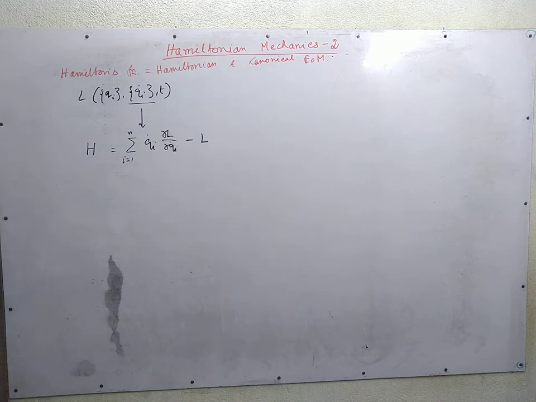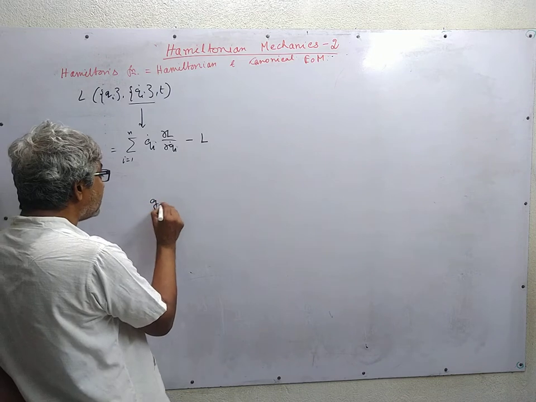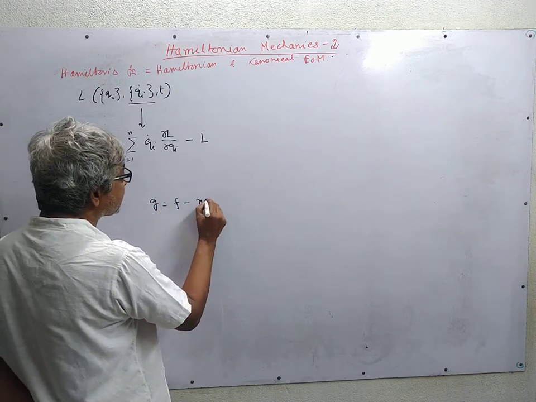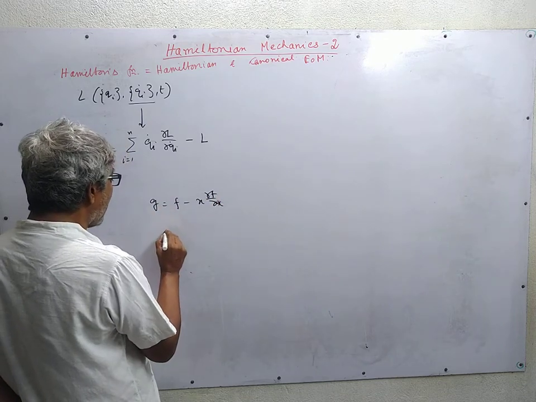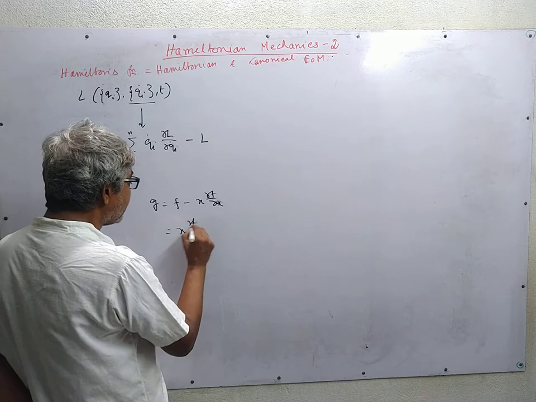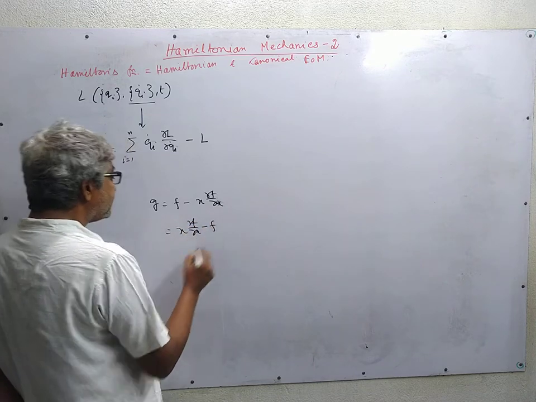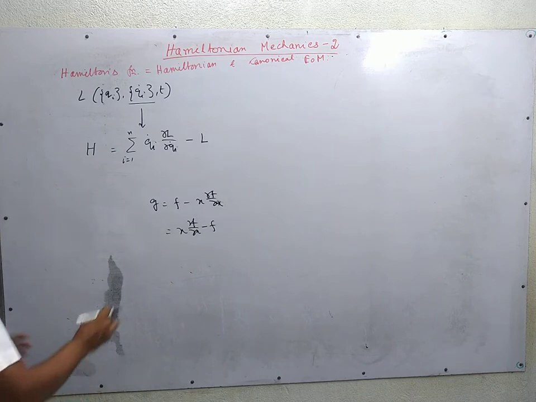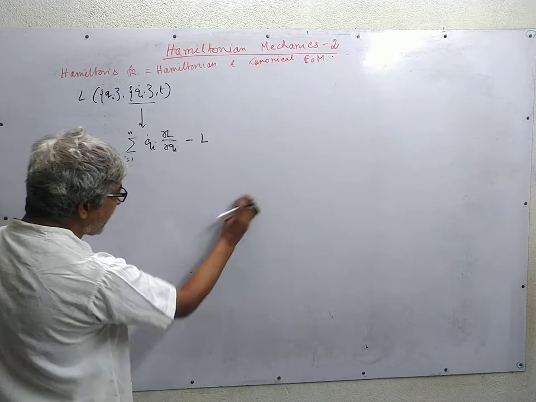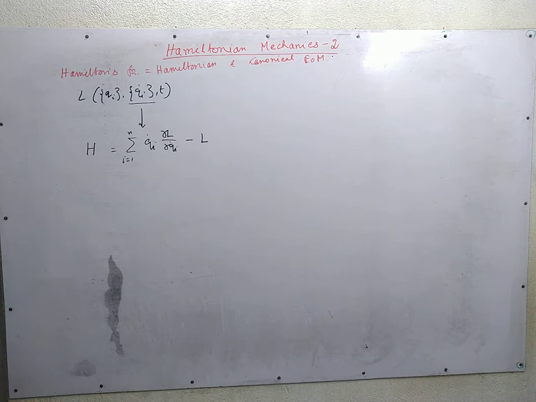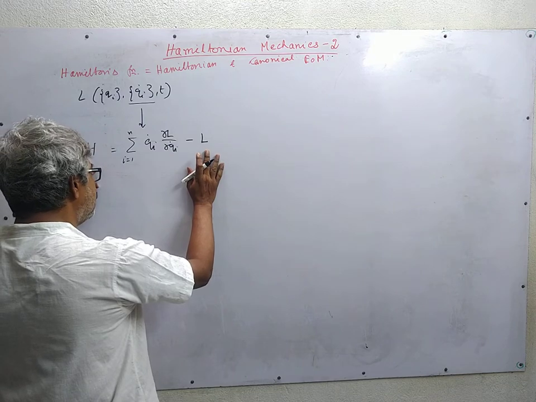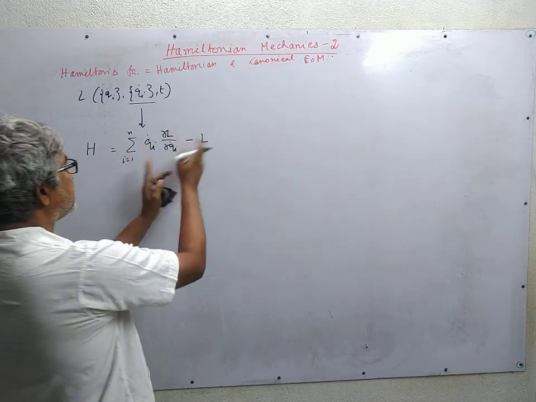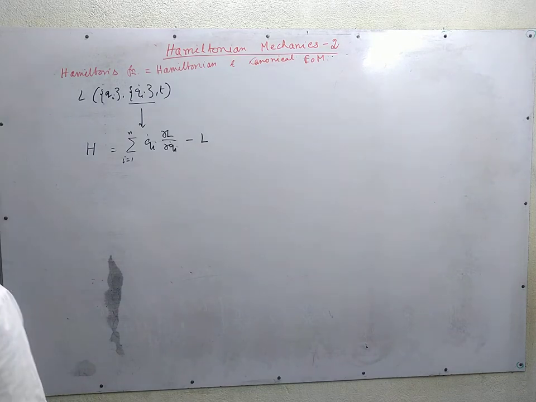Note that originally in thermodynamics we generally use the function g as f minus x ∂f/∂x. But here we have defined the function g as x ∂f/∂x minus f. The change in the sign is because for a conservative system H can be identified with the total energy of the mechanical system if we employ the Legendre transformation in this form. If we put L minus this term, then H comes out to be minus E. So this is just a matter of sign convention.